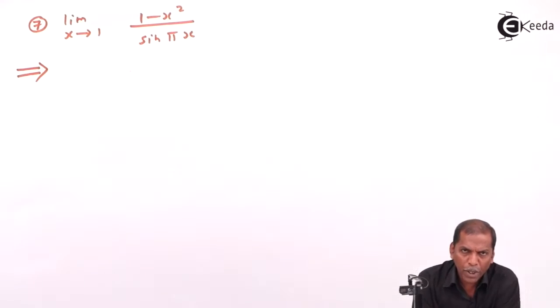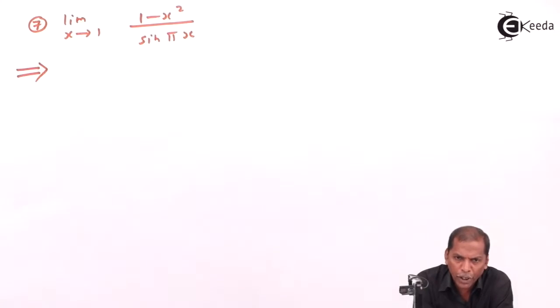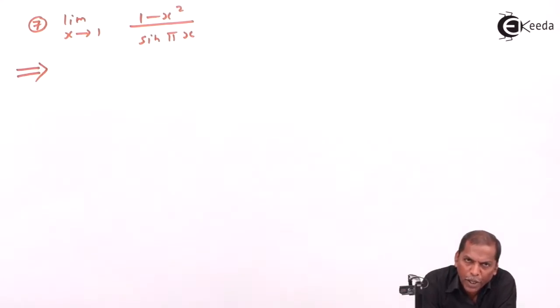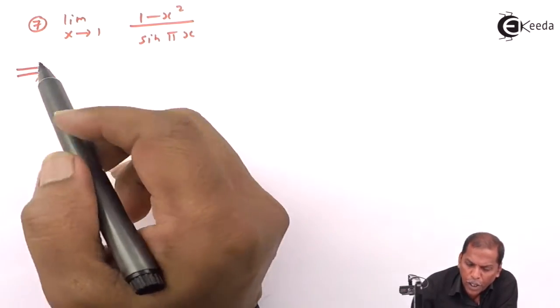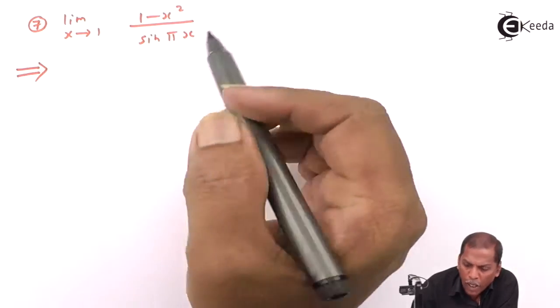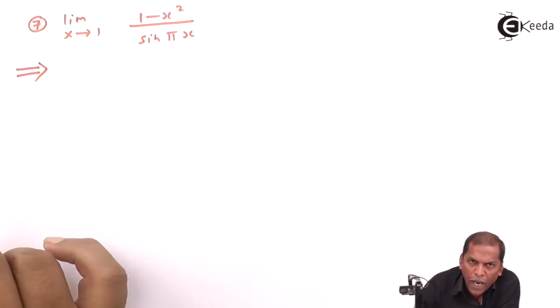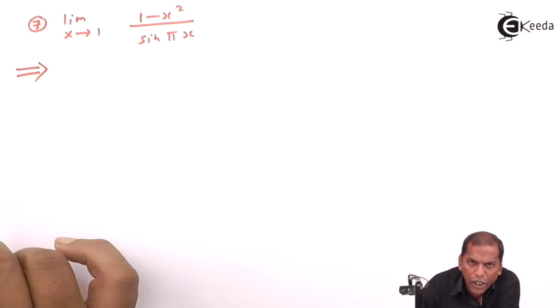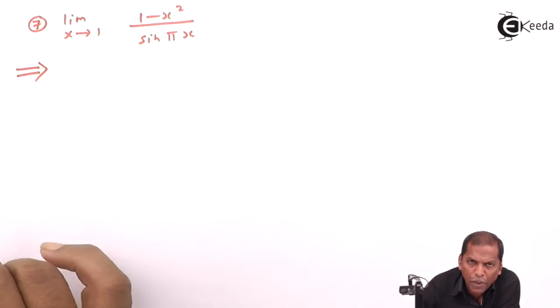Hello friends, now we see problem number 7, which is also based on the method of substitution of the chapter limits. Problem number 7 is the limit as x tends to 1 of (1 minus x) squared upon sine pi x. Now let's see the solution. The solution is quite simple.